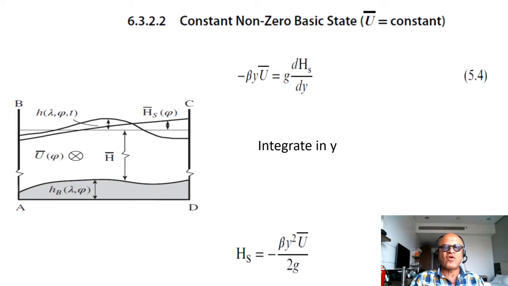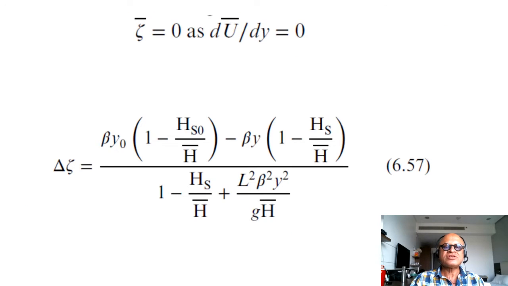That's fairly straightforward. Since u bar is constant, du bar dy is 0, so there is no basic state relative vorticity. Then the induced vorticity can be written as we did before in terms of Hs0 at the trapping latitude and Hs and the mean height.